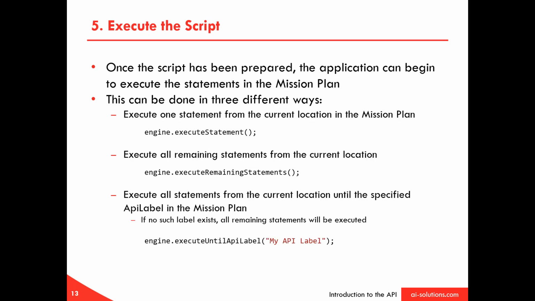Once it's been prepared, you can execute the script in a few different ways. First, you could just call the execute statement method. This will execute just one line of code from the current location in the mission plan. You could execute all remaining statements from the current location. That would just run through the entire script. Or you can use API labels to execute until certain points in your mission plan, and then, for example, pass information back and forth.